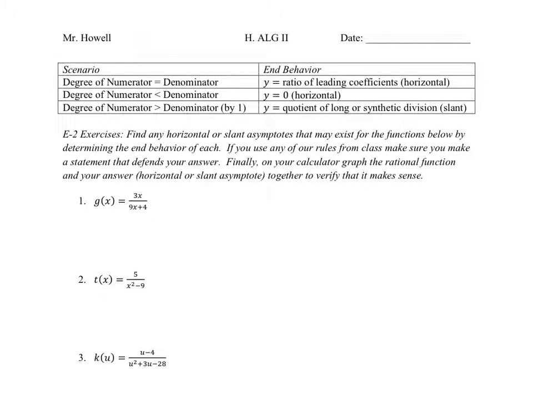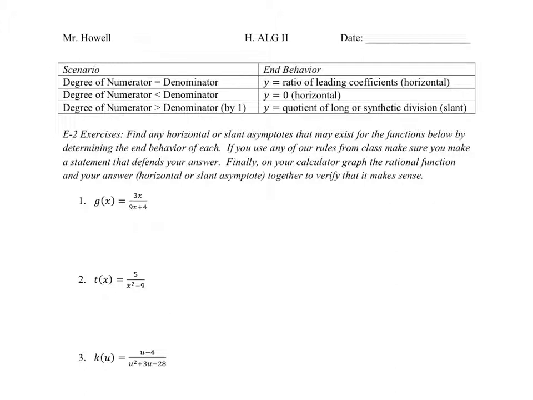For these problems, I want you to use this table here. That's what you were filling in at the beginning. So in case one, when the degrees are the same, look at the ratio of the leading coefficients, and it's horizontal. When the degree of the numerator is less than the denominator, it's y equals 0, which is really just the x-axis. And the third case is what we just did, it's the quotient of either long or synthetic division. When would you use long division and not synthetic? Why would you use long sometimes and not always synthetic? Yes, if the denominator is an exponent greater than 1.